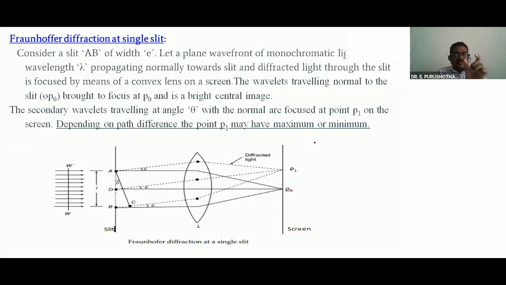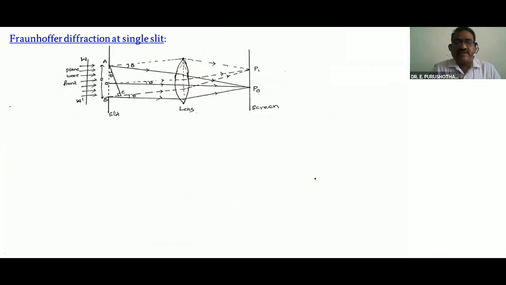Fraunhofer diffraction at single slit. This is very, very important, up to infinity. So very important, you prepare well. Okay, this is the figure. You just draw the figure and explain in your own words.